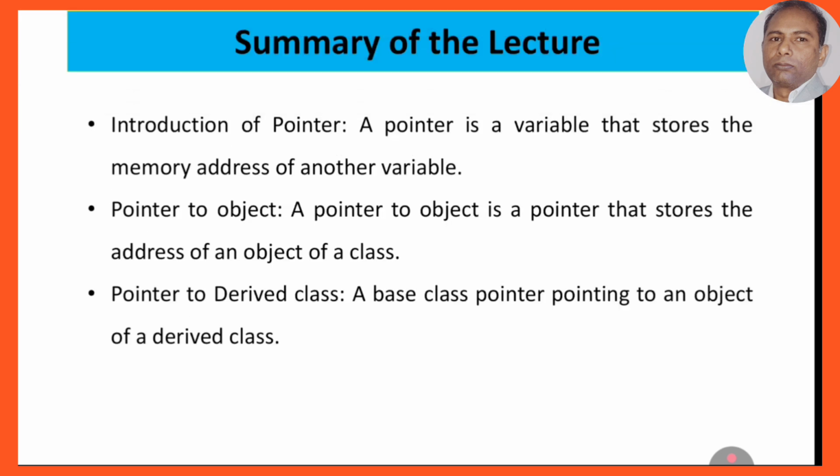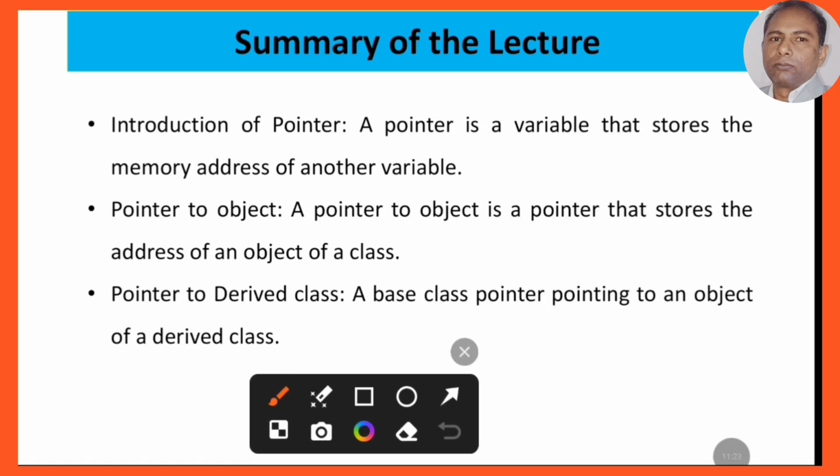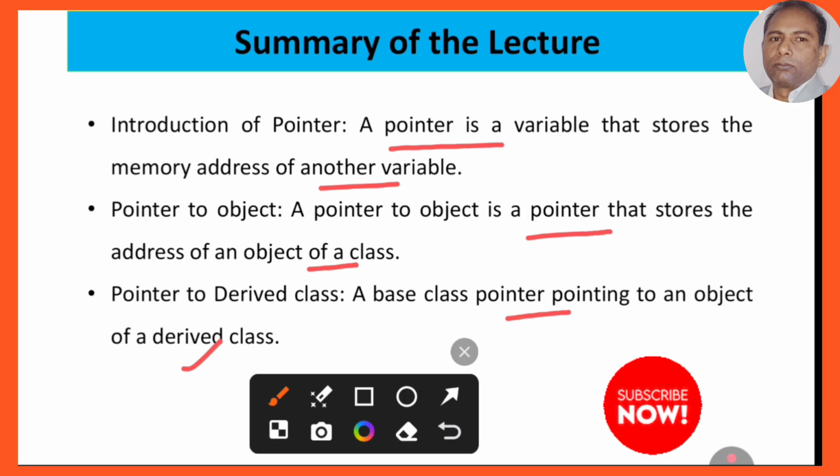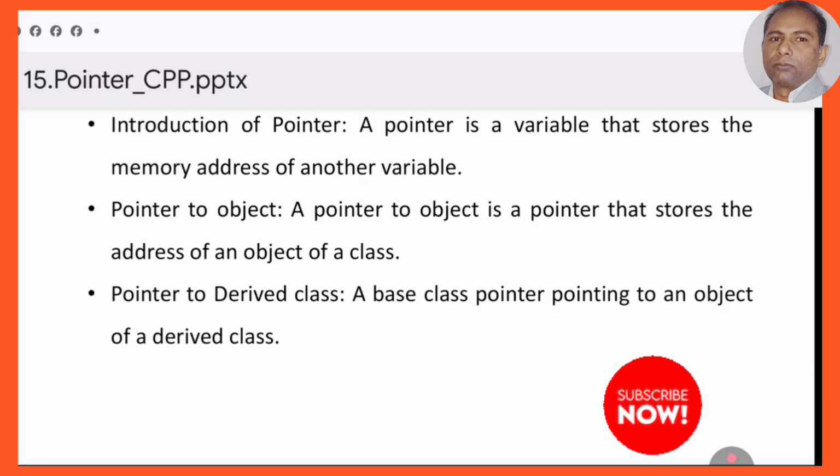So dear students, in today's lecture we have discussed mainly what a pointer is. A pointer is a variable that stores the address of another variable. We have seen the pointer to an object, which is a pointer that stores the address of an object of a class. Then we have seen pointer to derived class, which is a base class pointer pointing to the object of the derived class. These things we have seen in this video lecture.